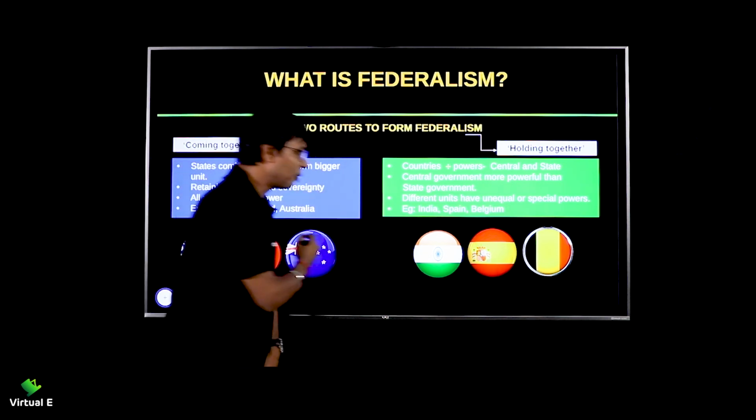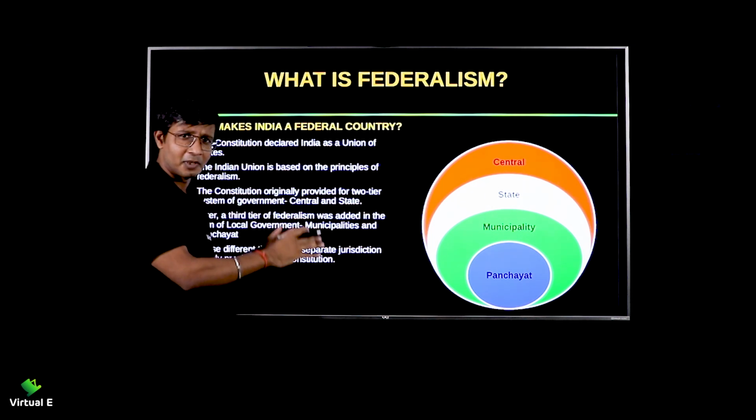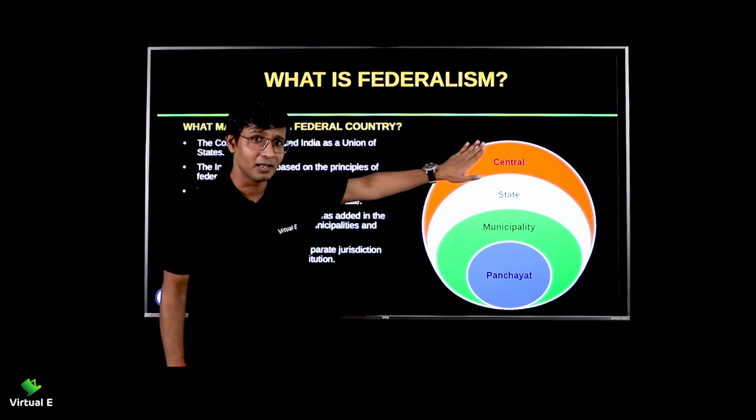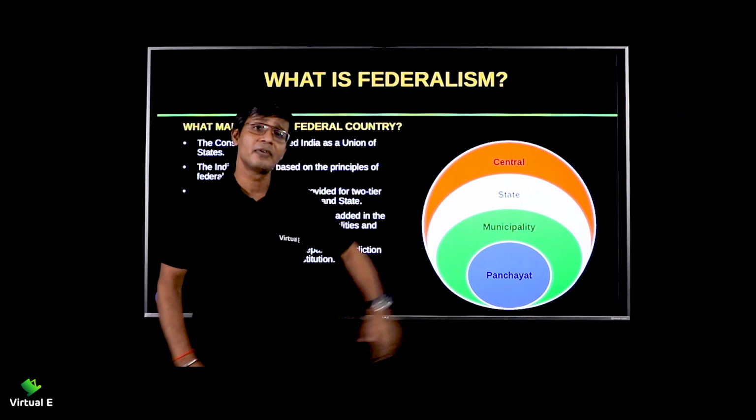Now let's see what makes India a federal state. Now, as per the explanation by far, we understand that we have got a central government, we have got a state government, we have municipalities, and then we have panchayat.